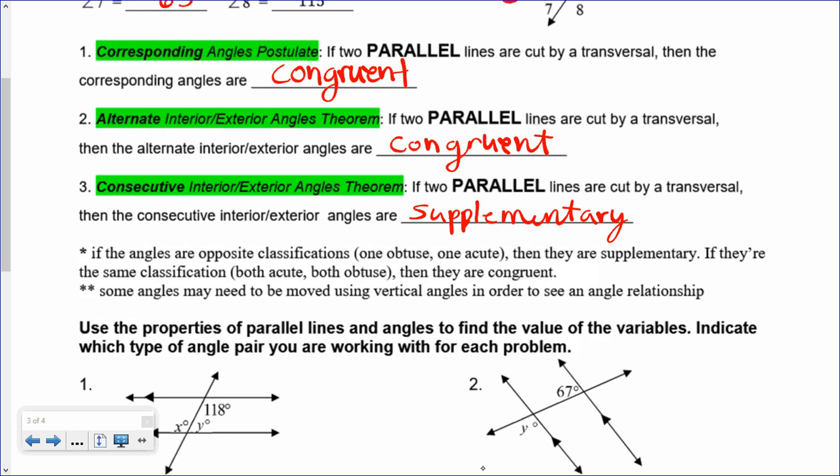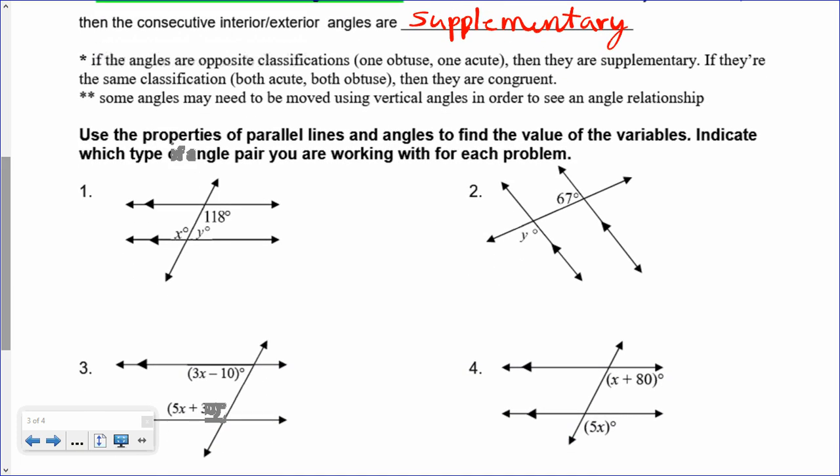A couple of hints. I have some asterisks here. So if the angles are opposite classifications, that means one of them is obtuse and one of them is acute, can they possibly be the same measure? No, right? So that's something you guys can use as a visual aid. If you're looking at your picture and you notice one of them is clearly obtuse and the other one's clearly acute, can they be congruent? No. They must be supplementary. So that's a visual guide you guys can use to help you figure out or confirm whether they're supposed to be congruent or supplementary, is look to see whether they're both acute or there's one of each. So that's that first little hint.